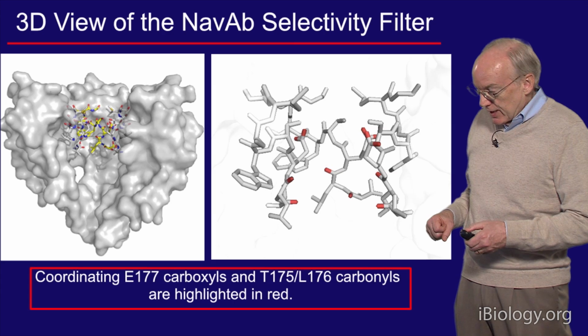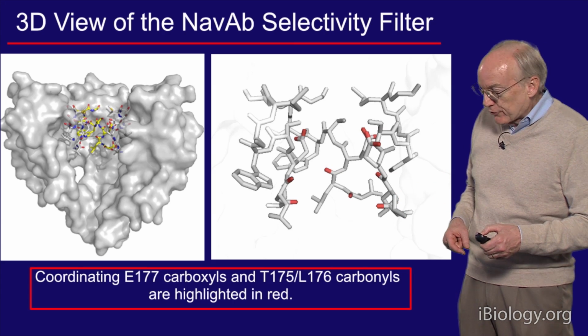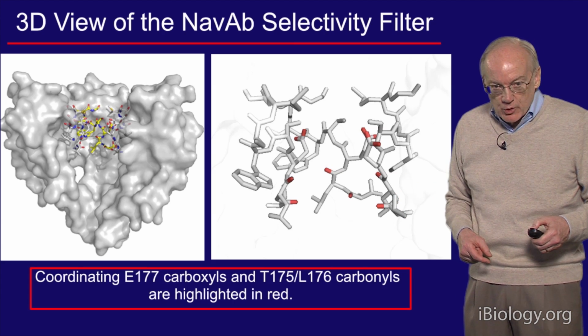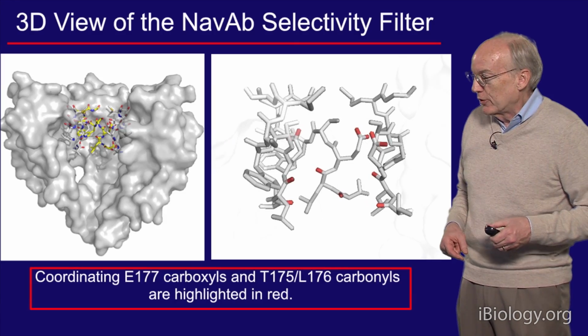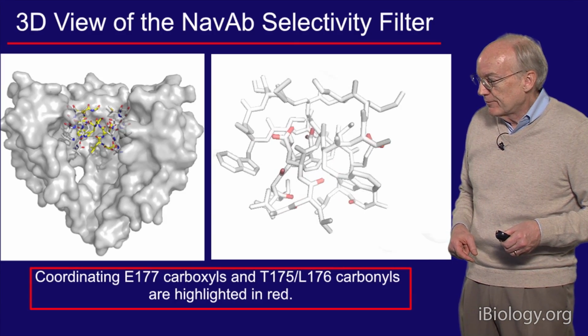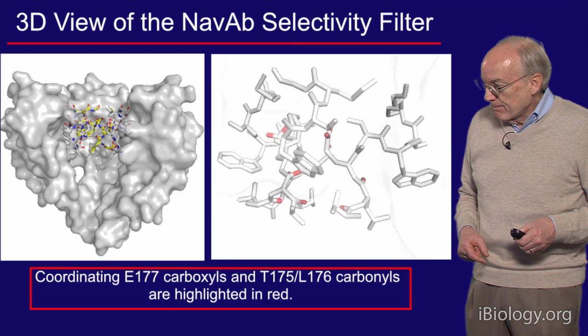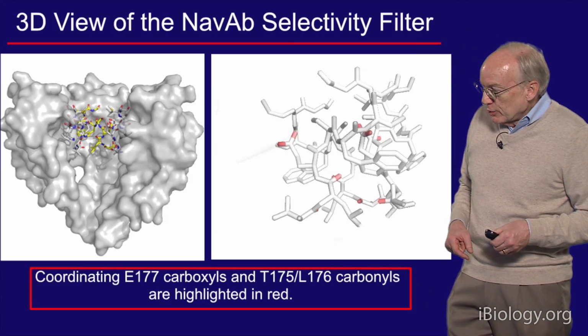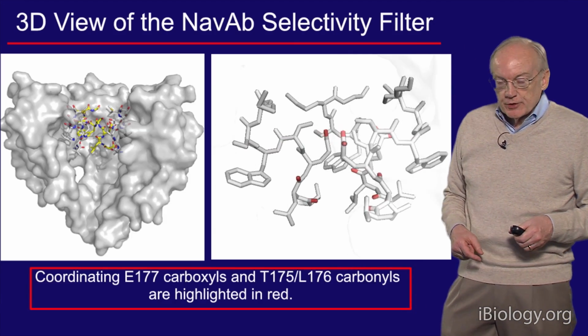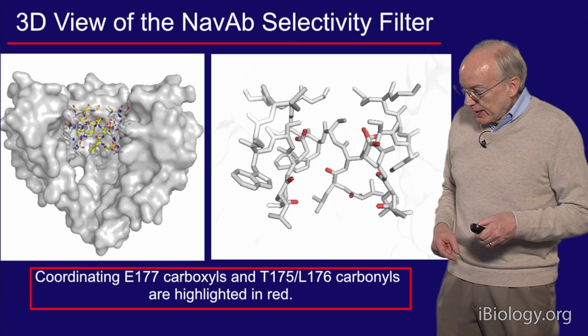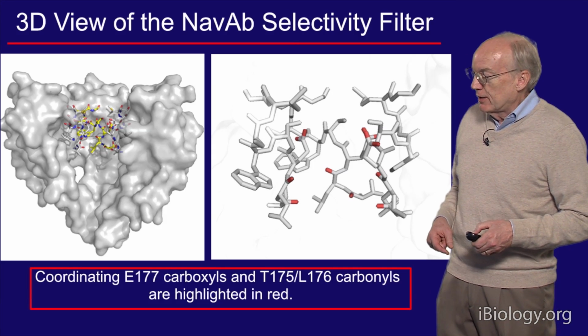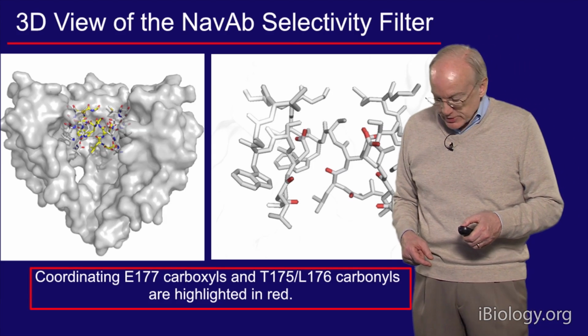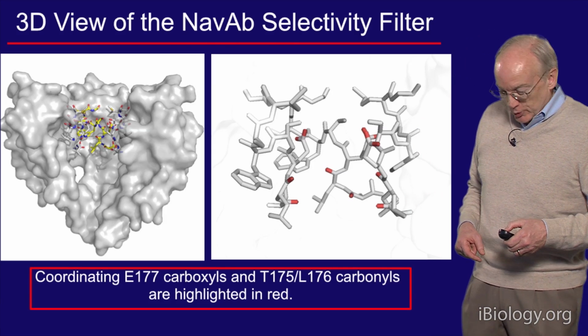And now this is again a little movie, and it will go around to give you a 3-dimensional sense of what sodium would see as it moves through the ion selectivity filter. So you can see the sequence of interactions between sodium and these oxygen ligands, either carboxyl or carbonyl groups.